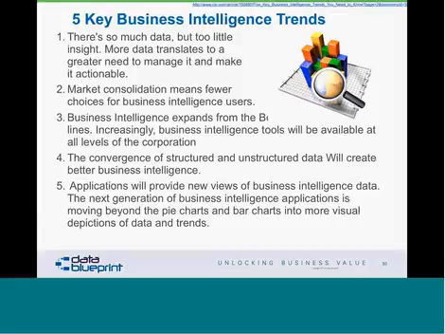As you know, the number of data points increases, the number of correlations increases, but that does not mean the number of causations increases. In fact, false positives go up. So the data translates into a greater need to manage it and make it more actionable. Also, market consolidation means we're ending up with fewer intelligence tool choices, so that the business users end up being forced to use things that perhaps they wouldn't otherwise use. And again, the choices between buying or building in many cases become problematic as well.